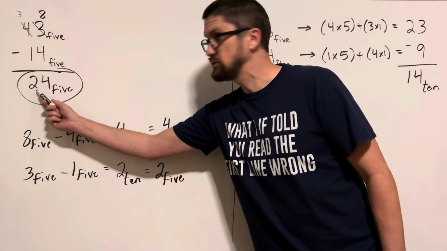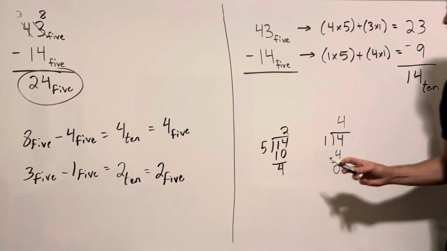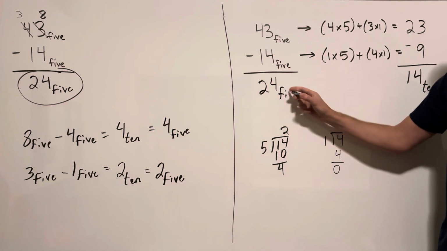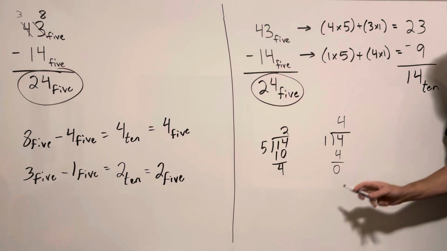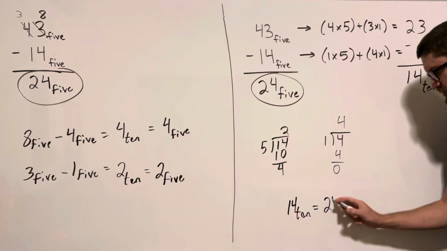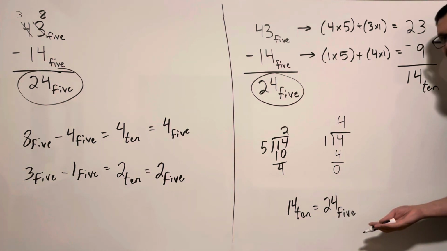And look, that was the answer over here. 2 groups of 5 and 4 groups of 1. So you can see we get the same answer. 14 base 10 is the same thing as 2, 4 base 5. There you go.